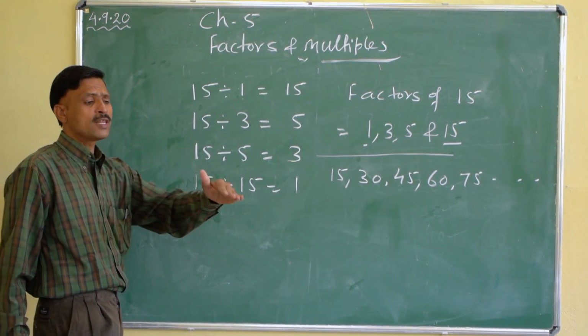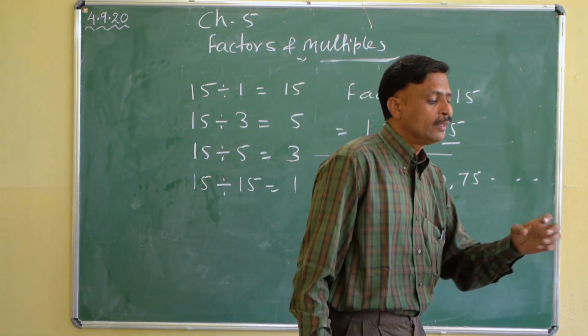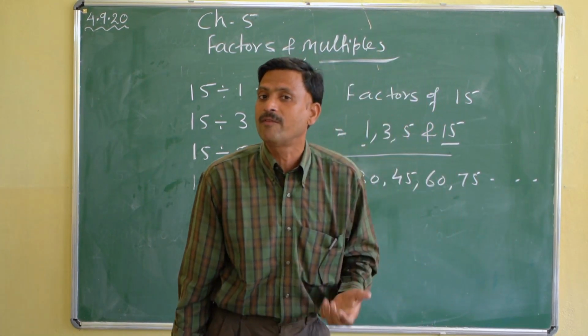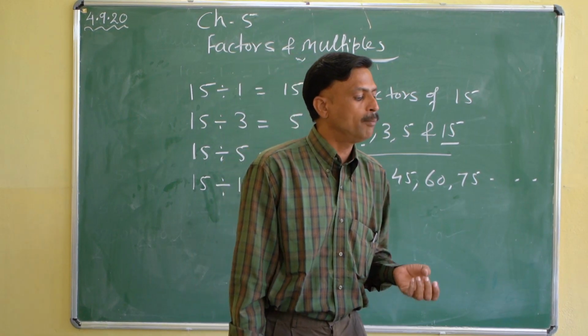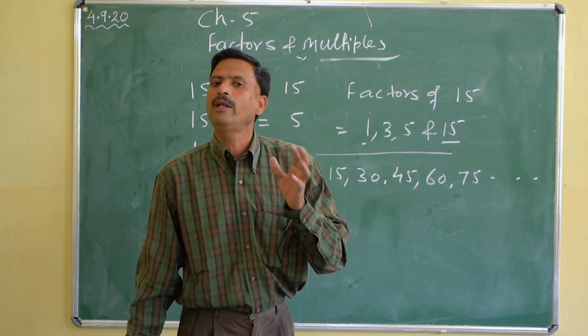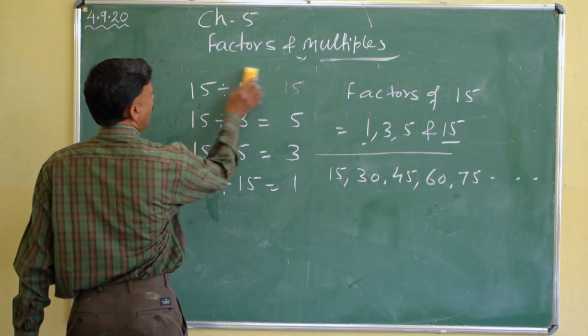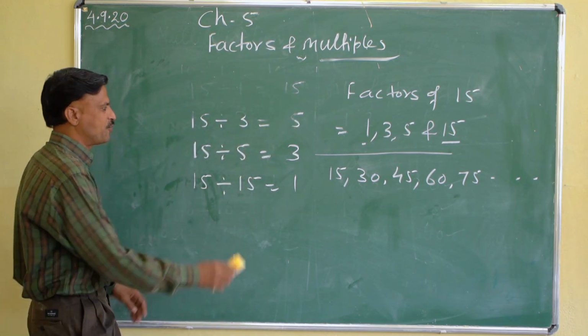Now, if you see the first page of your chapter, more definitions are given here, like even number, odd number, prime number, composite number and co-prime number. So I will explain all these definitions.